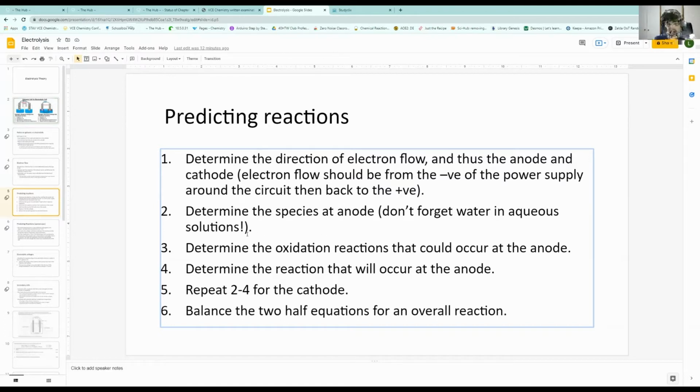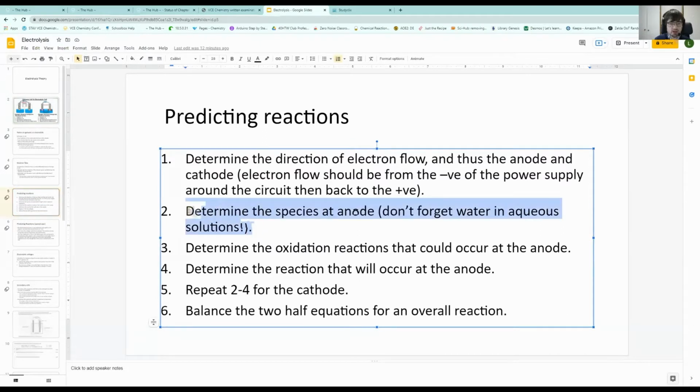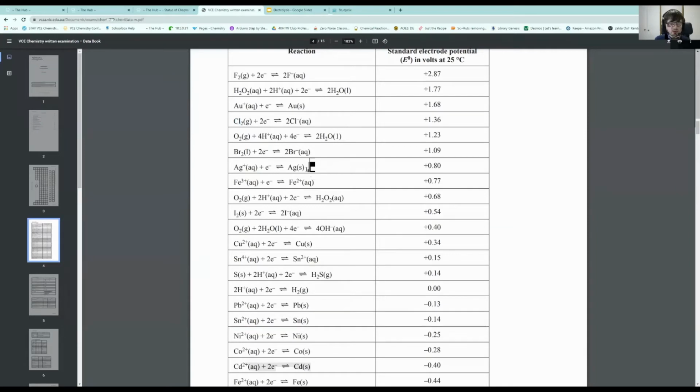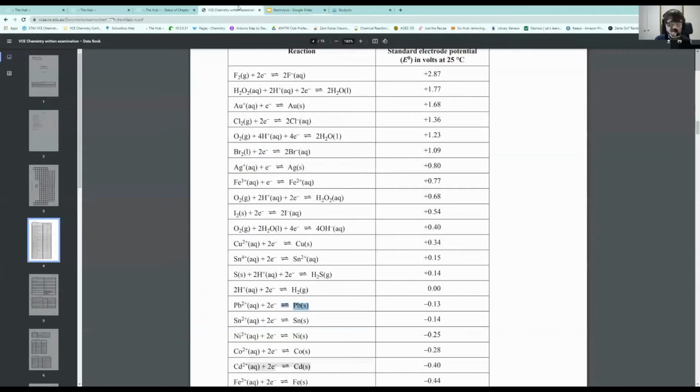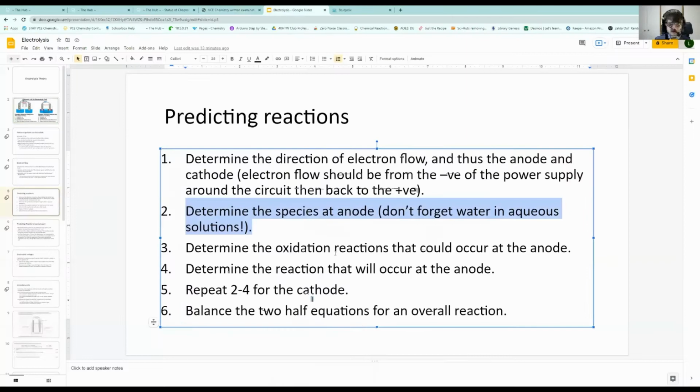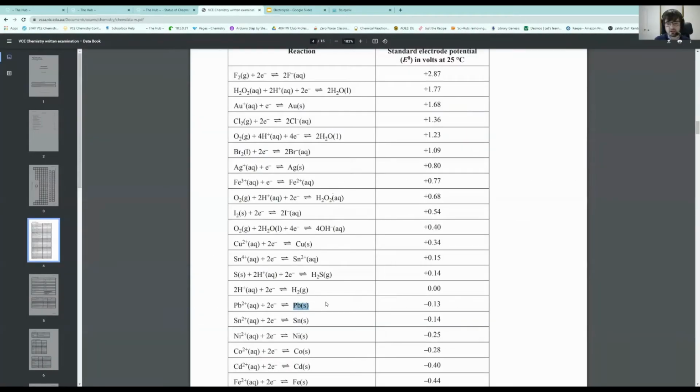And we're going to basically do the standard, what equation do we have here? Have a look at what species are there at the anode. We're going to look at what oxidation reactions are there. So if we've got some silver metal, some copper metal, and some lead metal, for example, there's three different things that could happen. Silver could be oxidized, copper could be oxidized, or lead could be oxidized. So there are oxidation reactions. Which one will occur? It's always going to be the one that has the lowest voltage here.